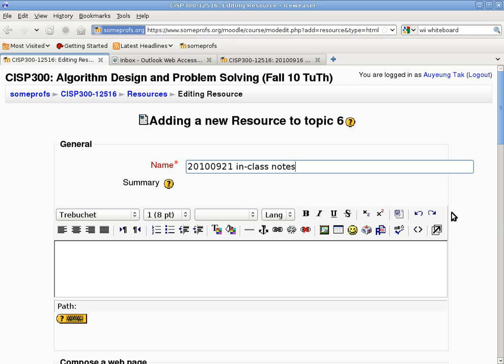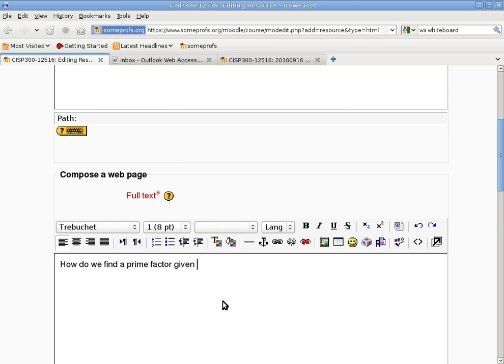How do we find a prime factor given n is greater than 2 and n is an integer? You're lagging. No, I'm not lagging. I'm typing ahead. The computer is lagging. Yeah, well, 2-point-something gigahertz apparently is not fast enough to keep up with my slow typing.